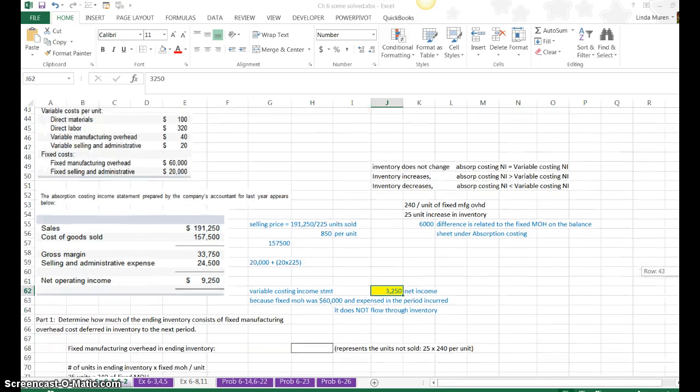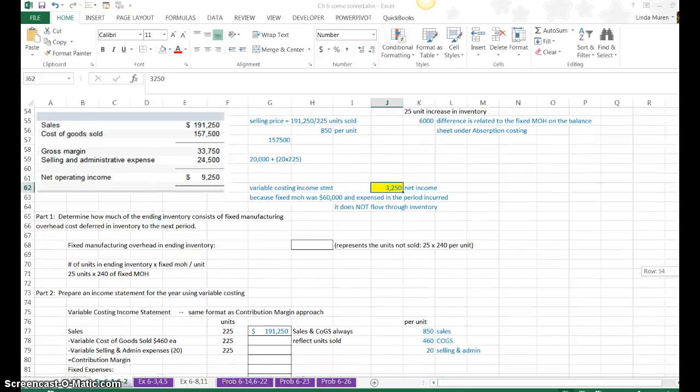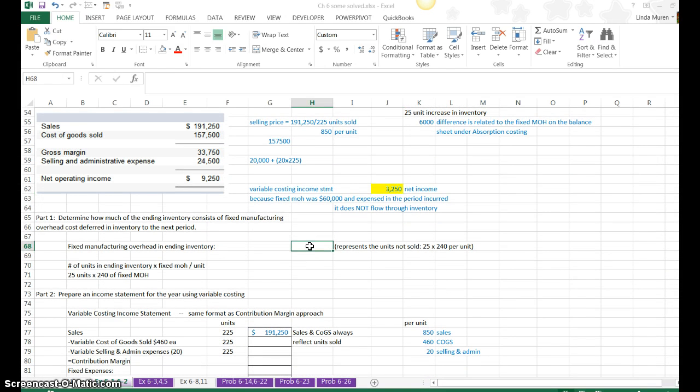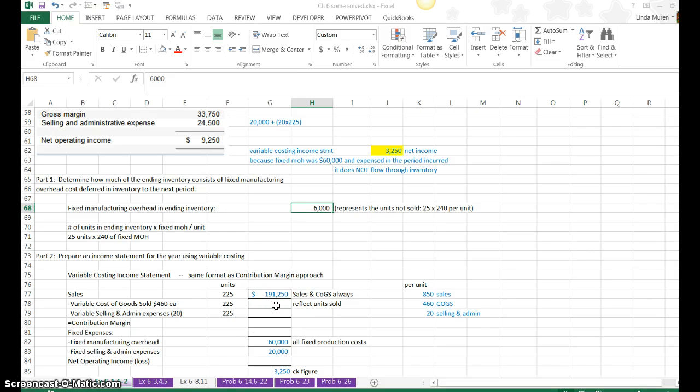Okay, so then this walks you through the steps. There's my $3,250 is how we calculated the difference. I'm sorry, I did that wrong. They asked a different question. They asked how much fixed manufacturing overhead is still in inventory. And that was where we calculated the 25 times the 240. Then they wanted me to put together the full-blown income statement.